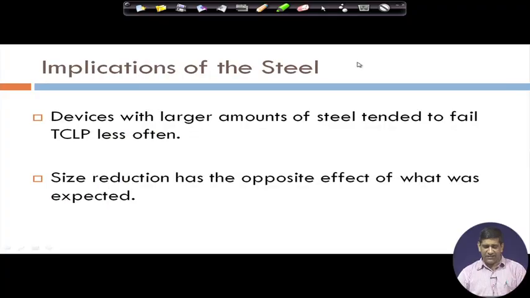So, implication of steel: we see the devices with larger amounts of steel tend to fail TCLP less often, because it is the lead which causes the failure in the TCLP test, and the lead does not leach out. And size reduction has the opposite effect of what was expected. We thought that if you do the size reduction, we will have more lead coming out. Actually, when you do the size reduction, you are doing size reduction of iron as well, of ferrous as well. So ferrous also has a bigger surface area now. We actually saw that as we do the size reduction, there was less lead leachability.